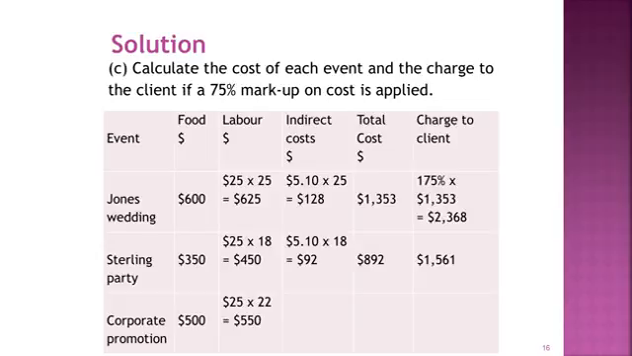For the corporate promotion, we go through the process again. $500 is the food, 22 hours of labour times $25 is $550. $5.10 times 22 is $112. So the total cost is $1,162, giving a charge to the corporation or the client of $2,034. That's 1,162 times 1.75 to get the 75% markup.